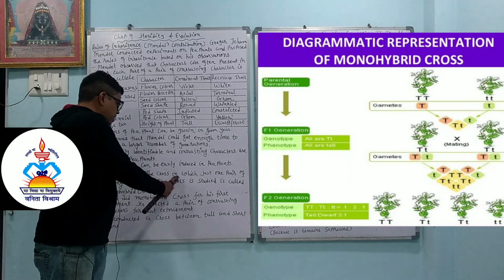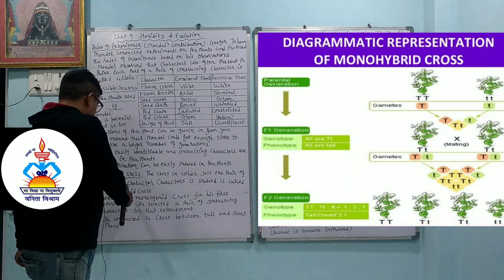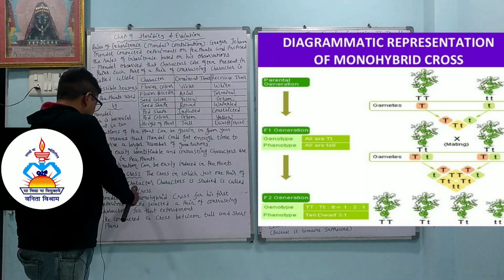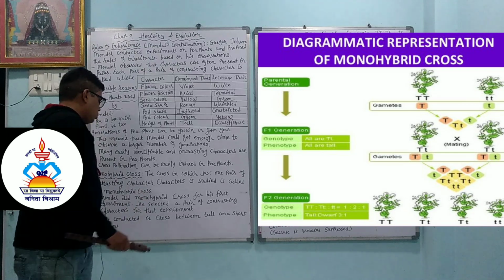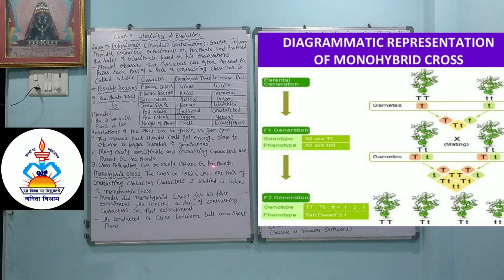Monohybrid cross: the cross in which just one pair of contrasting characters is studied is called a monohybrid cross. We can take flower color also, but here we will take the height of the plant. Tall is represented by capital T, and short plant is represented by small t.